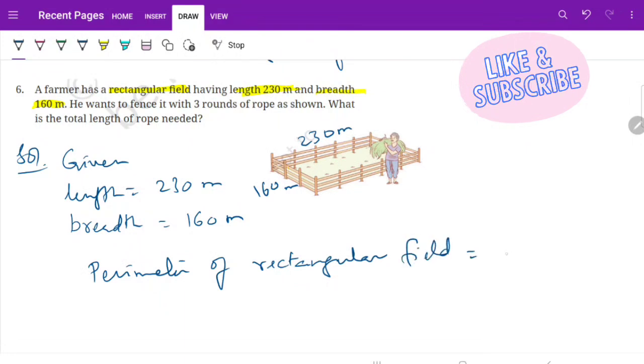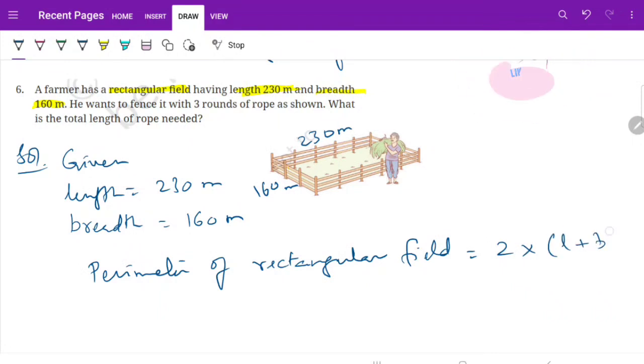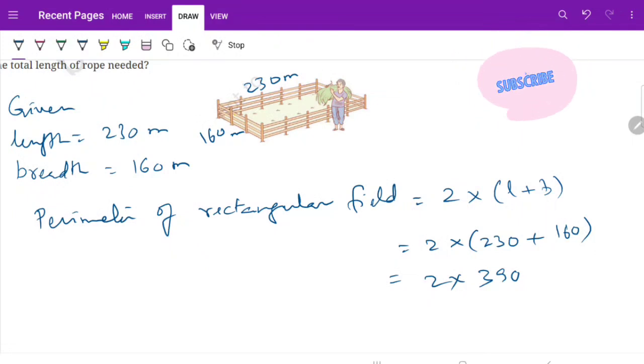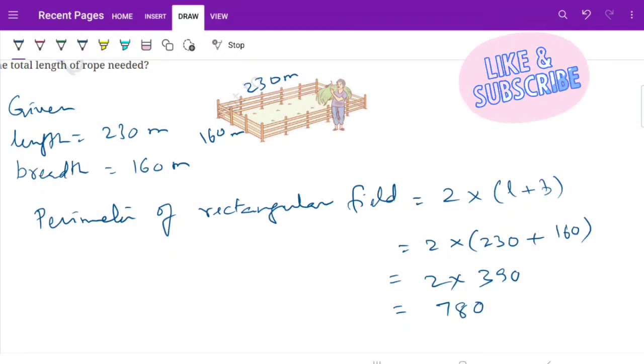Perimeter of a rectangular field means what is the formula? 2-3 times we have already done. 2 into (L plus B). Length plus breadth. 2 multiplied by length how much? 230. Breadth how much? 160. 2 multiplied by (230 plus 160) how much? 300, 360, 390. 390. Now 2 multiplied with 390 means 39 multiplied by 2 is 78. Put the 0 because of 1 0 available. The unit is given as meter. So write meter. So perimeter means 1 round only.